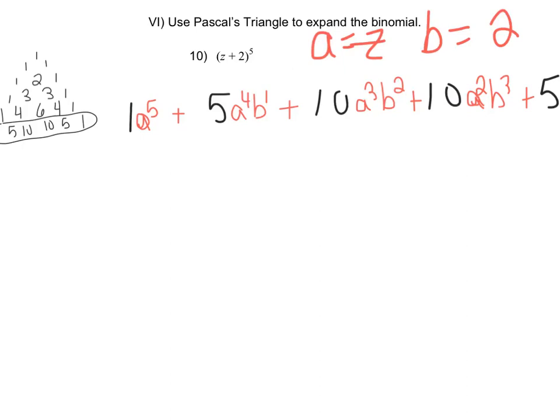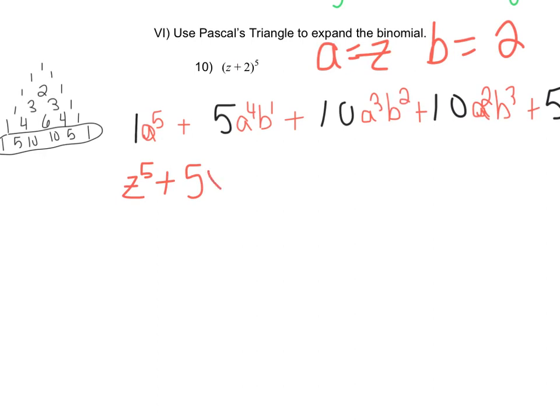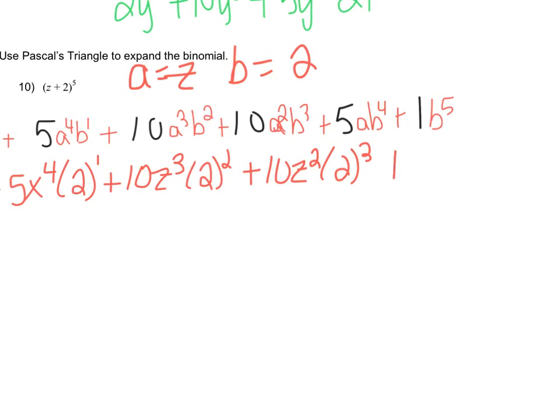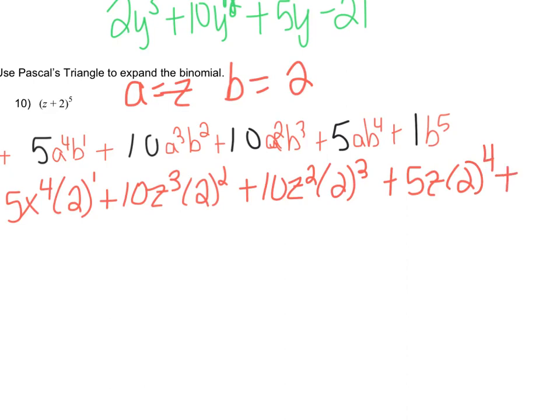All right, so I have 1a to the fifth. So that means I'm going to have 1 z to the fifth plus 5 z to the fourth times 2 to the first power, plus 10 z to the third, oops, not b, we're substituting, 2 to the second, plus 10 z squared times 2 to the third power, plus 5z times 2 to the fourth power, plus 2 to the fifth power.